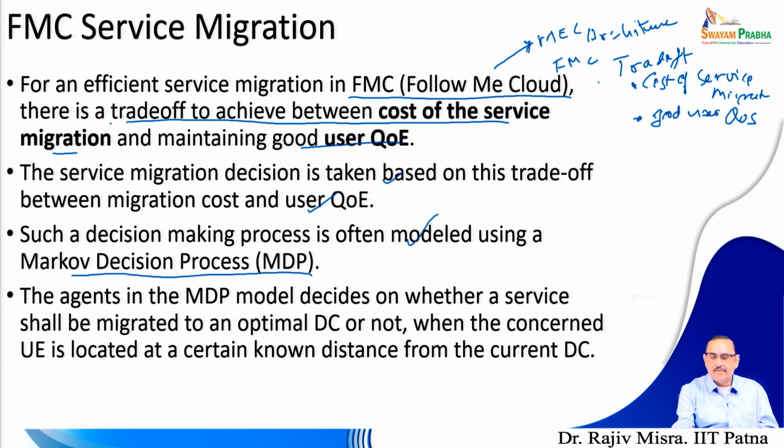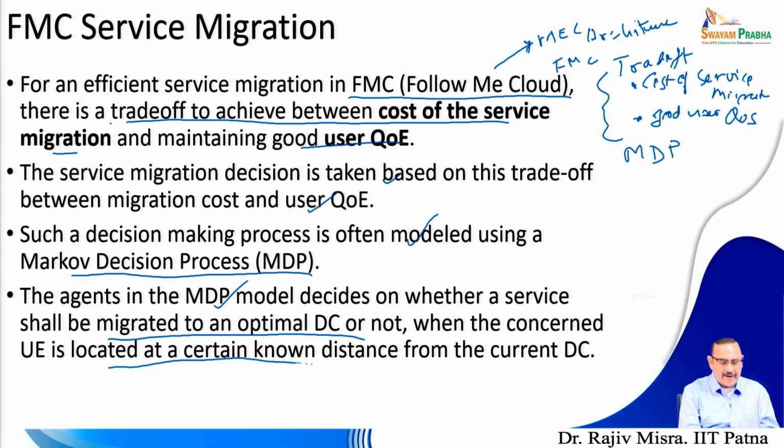Here we have to now deal with a Markov decision process for this particular decision, to see this particular trade off, that is the cost of migration and the quality of service for the user. So, the agent in the Markov decision process model decides whether a service shall be migrated to an optimal data center or not when the concerned UE is located at a certain known distance from the current DC.